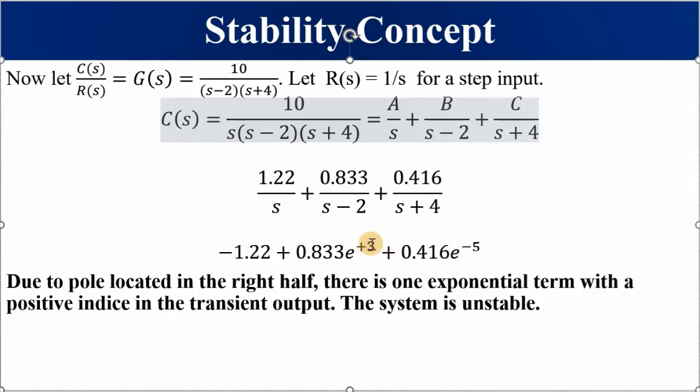Please take note that we have got this part there, which is positive. We are saying due to the pole located in the right half, there is one exponential term with a positive index, like this, in the transient output. So because of this, the system is unstable. Please take note, guys, you must be able to prove, for a given input, whether the system is unstable or not.